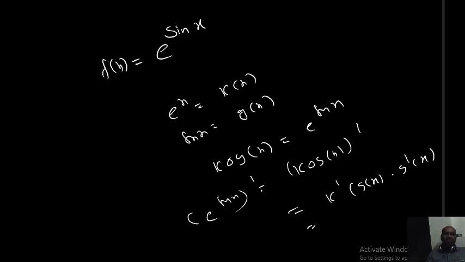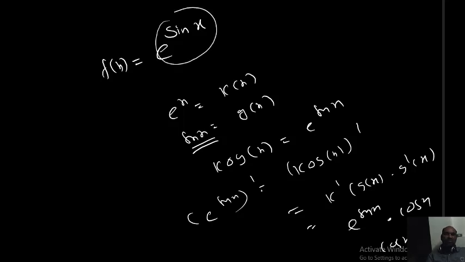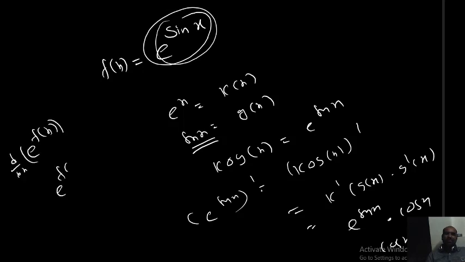What is k of x here? e power x, and its derivative is e power x only. Here x means sin x, into g dash of x, the derivative of sin x, which is cos x. Now I can say cos x into e power sin x is the derivative of this function. But how to remember? If e power f of x is given and we want to find its derivative, e power f of x into f dash of x is the derivative of e power f of x.